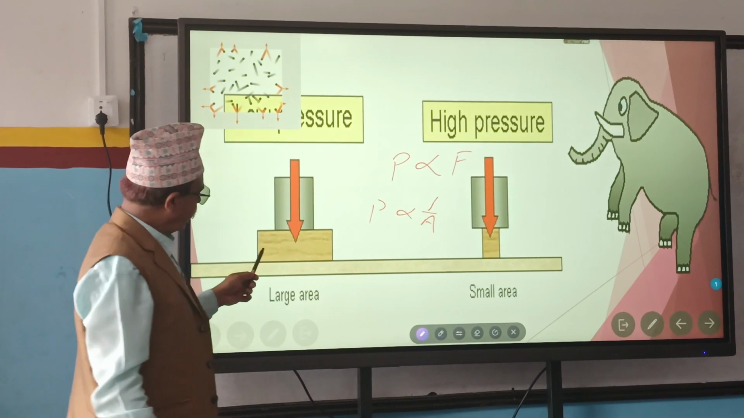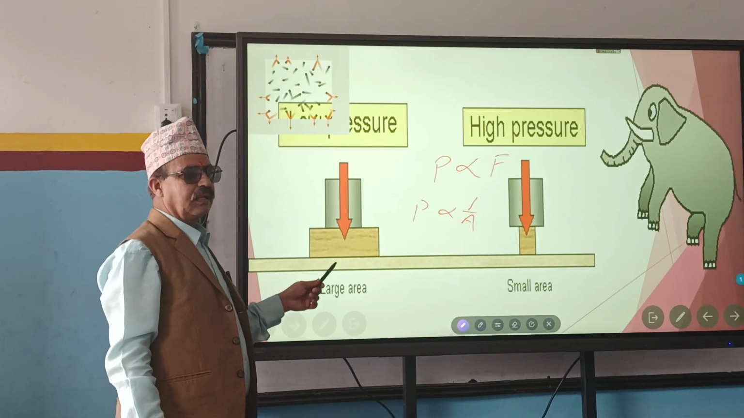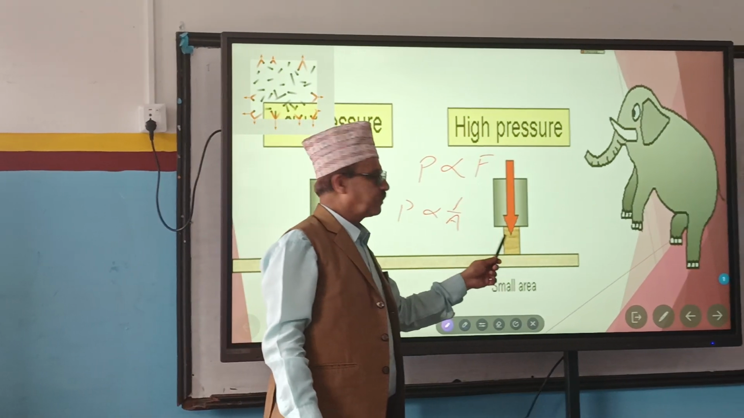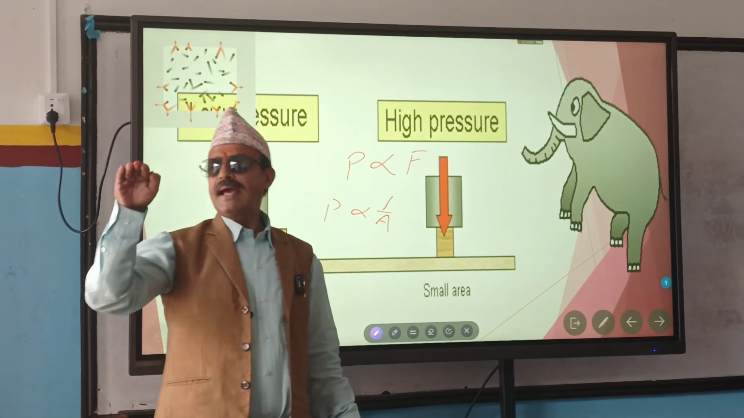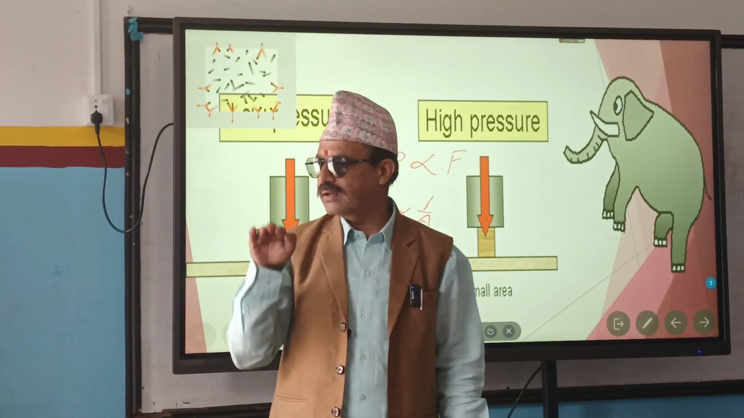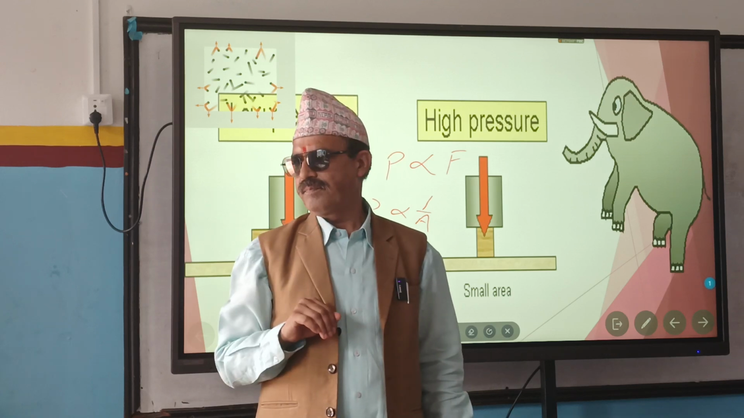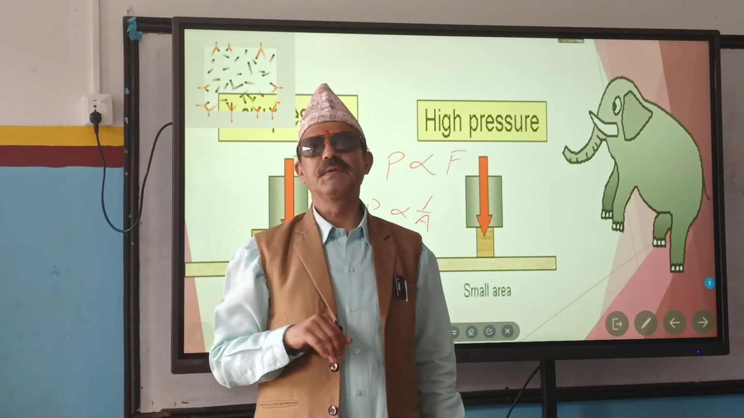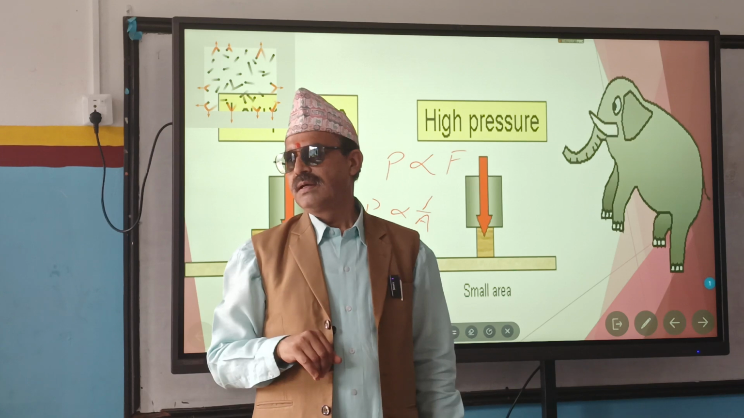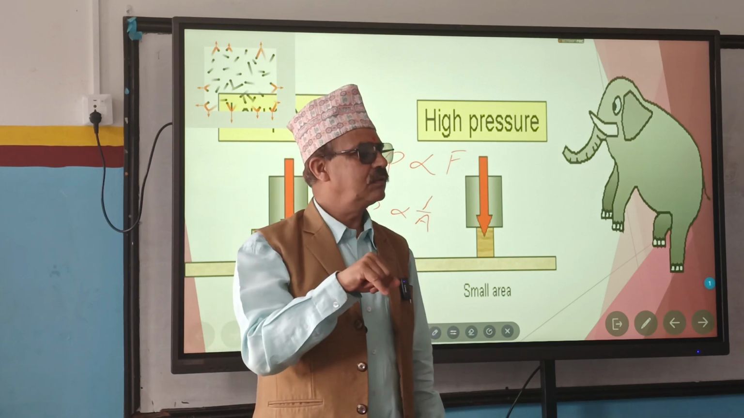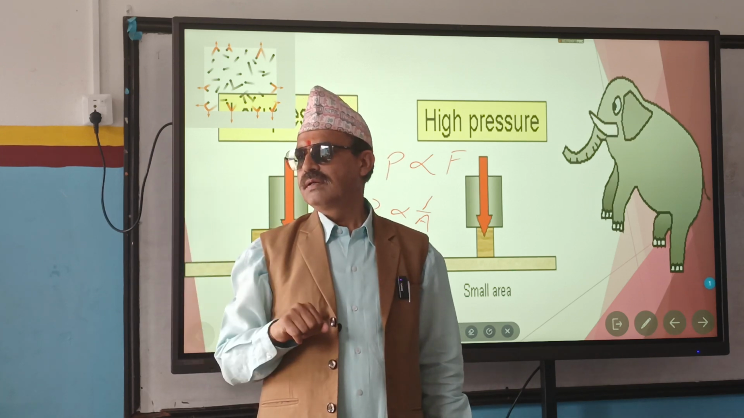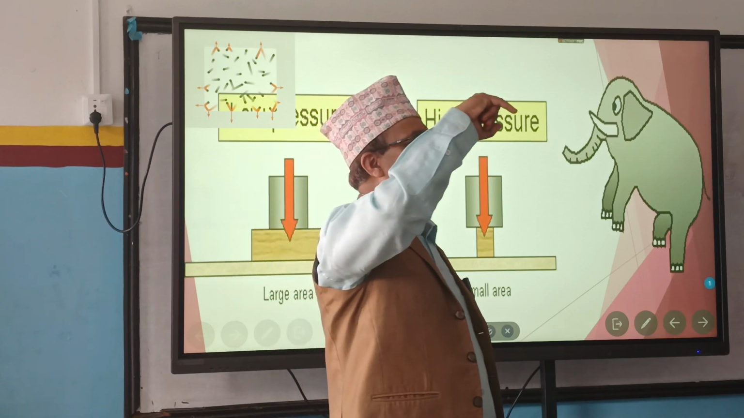Here also, area is large, pressure is less. Here area is less, pressure is more. Does an elephant exert more pressure on the ground, or the pencil heel of a girl? Which one exerts more pressure on the ground? The pencil heel, because the area is very less.